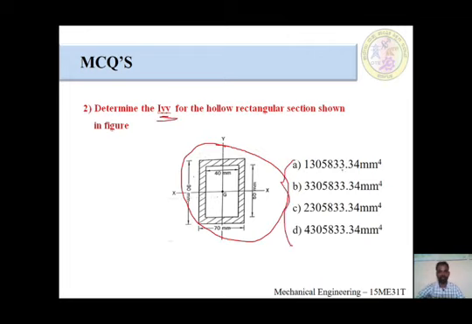One is 1305833.34 millimeter raised to 4, 3305833.34 millimeter raised to 4. Third option is 2305833.34 millimeter raised to 4, and fourth option is 4305833.34 millimeter raised to 4. Answer carefully and choose any one of the options.